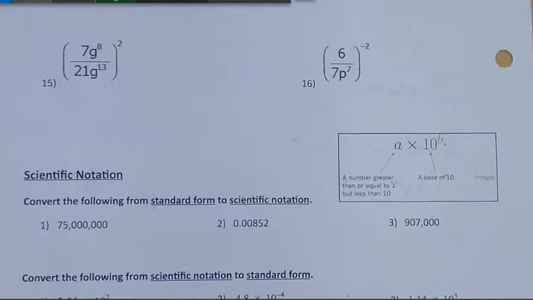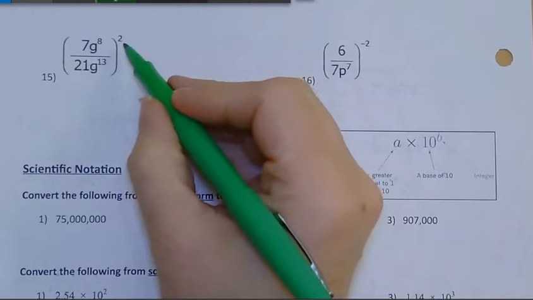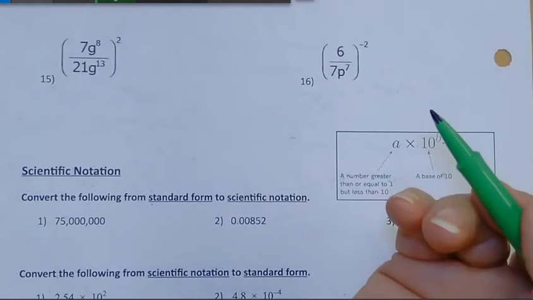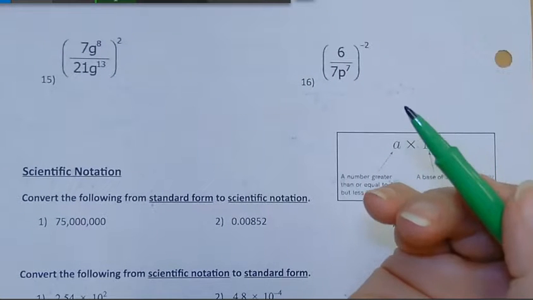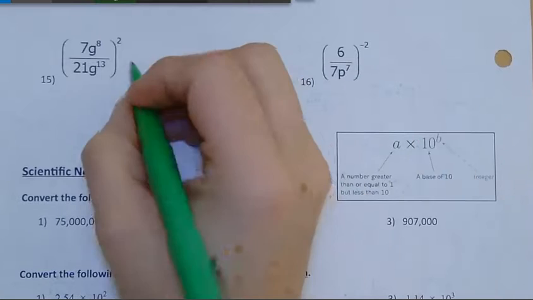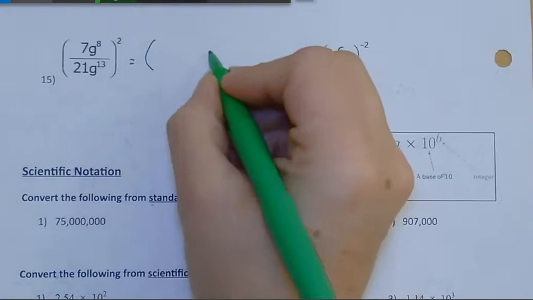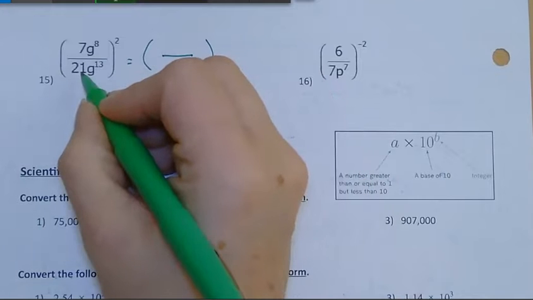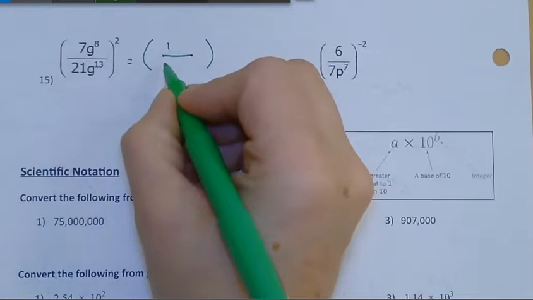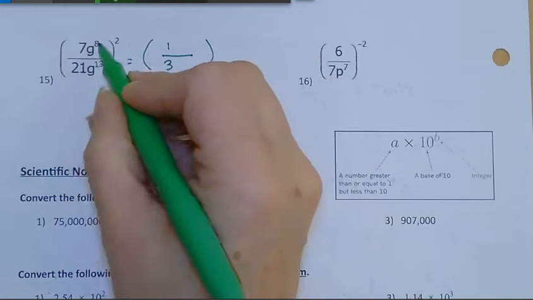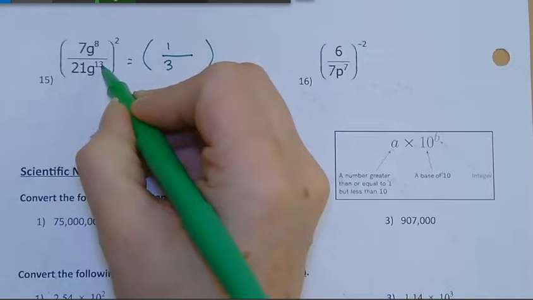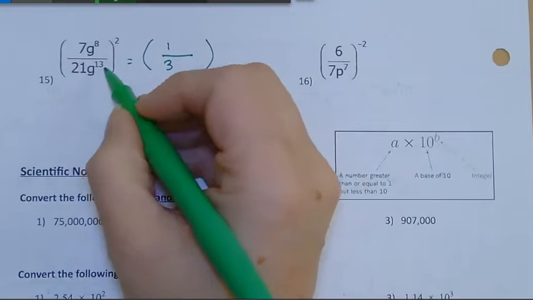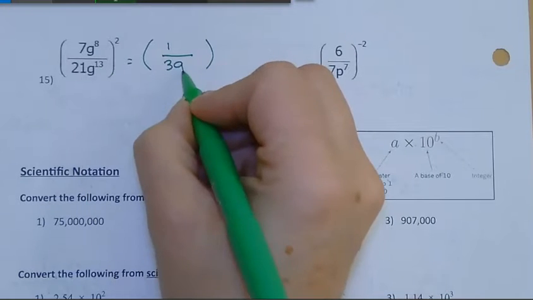Solving number 15. We have an outer exponent, and we have a complicated fraction inside those parentheses. I'm going to simplify inside the parentheses first. So this all equals a new fraction: 7 over 21 is 1/3, and g to the 8th over g to the 13th. I'm going to keep that base g. I'm going to keep it in the denominator because my larger exponent is in the denominator.